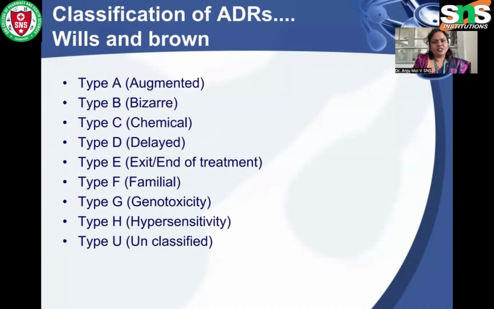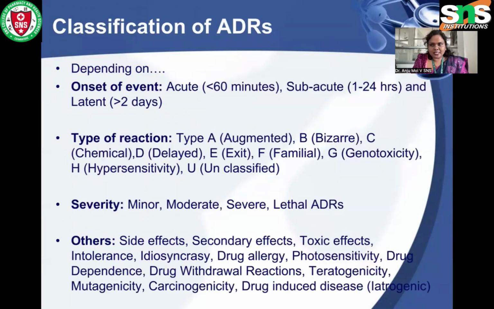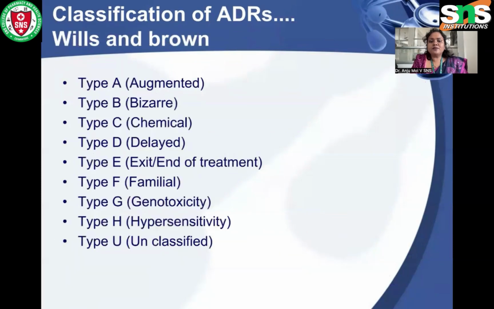Now we are going to discuss the remaining part, the classification of ADR. As we have seen, ADR can be classified based on their onset of event, types of reaction, severity, and some other factors also. Here, let's discuss based on types of reaction. So here, type A, B, C, D, E, F, G, H, U.